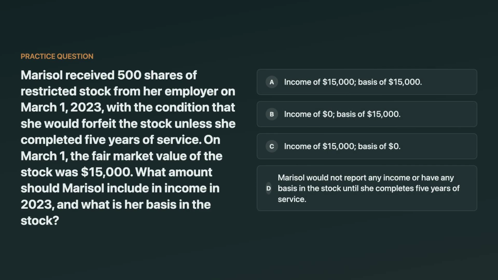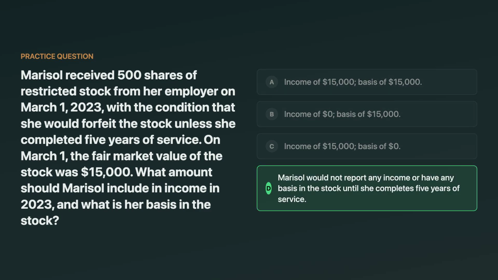Marisol received 500 shares of restricted stock from her employer on March 1, 2023, but she forfeits it unless she completes 5 years of service. On March 1st, the stock's fair market value was $15,000. How much does she include in income in 2023, and what is her basis in the stock? The options range from including $15,000 now to reporting nothing until vesting. Think about it.